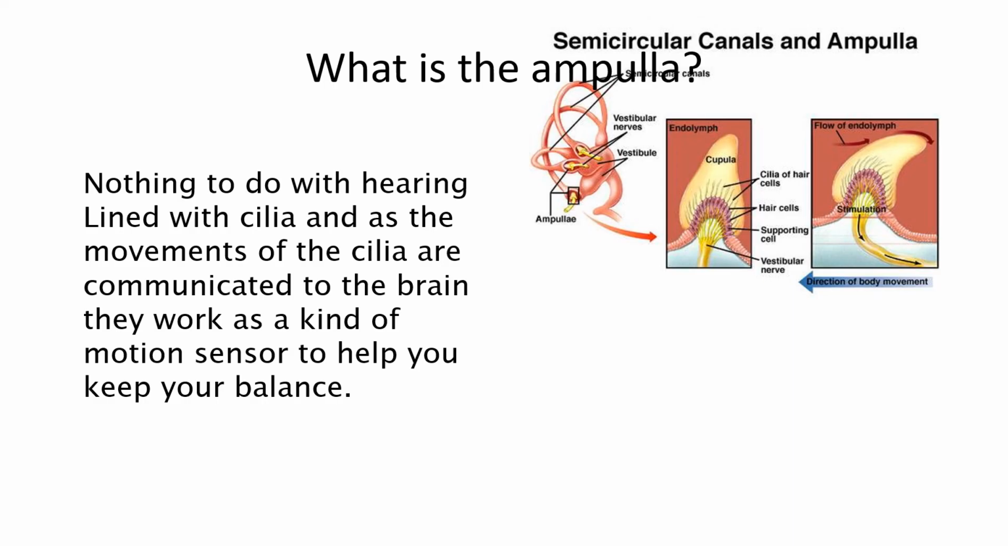Within the ear, we have the ampulla, but this has nothing to do with hearing. It's lined with cilia, and as the movements of the cilia are communicated to the brain, they work as a kind of motion sensor. So they are there to help you maintain your balance.